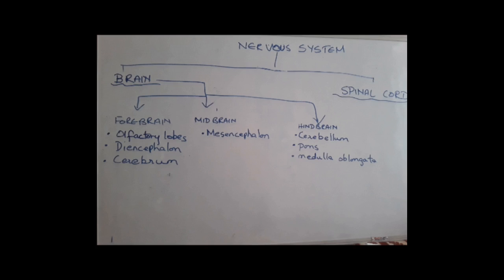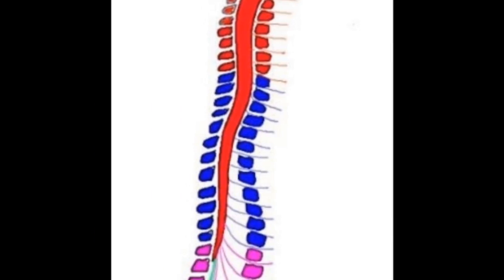Under the midbrain, there is the mesencephalon. Then under the hindbrain, there are the cerebellum, pons, and medulla oblongata. All these three divisions we are going to study in detail. This picture is to show you the main parts of the central nervous system.